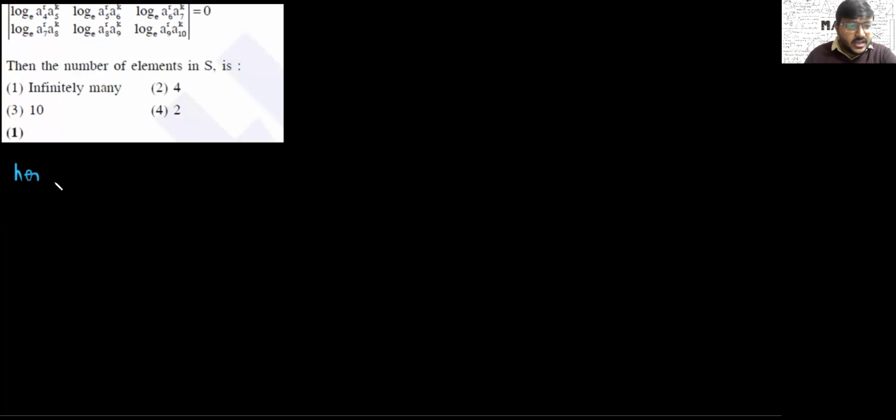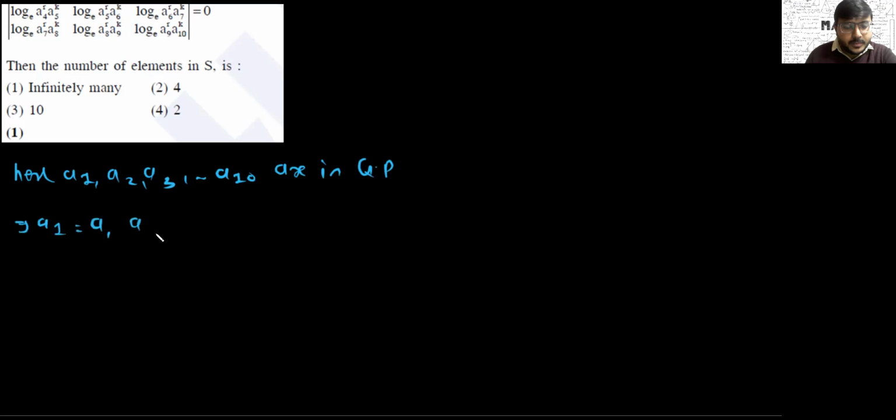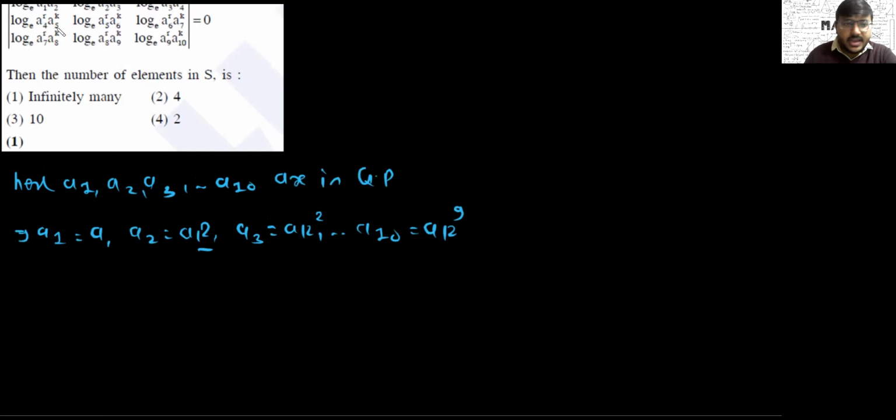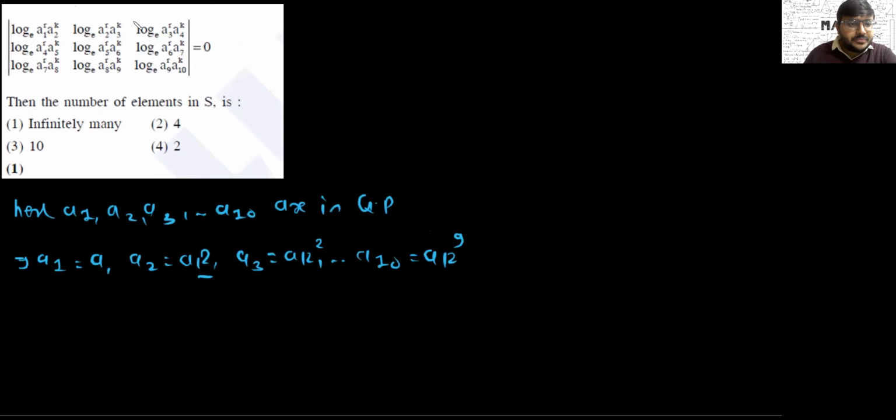So I can consider A1 as a, A2 as aR, A3 as aR squared, up to A10 as aR raised to 9. The reason I'm writing capital R is that I already have small r in the picture. Now I will apply the operation directly to the determinant, because I don't want to waste space.